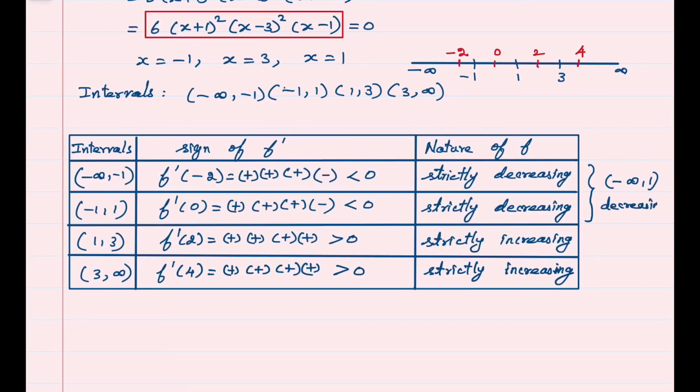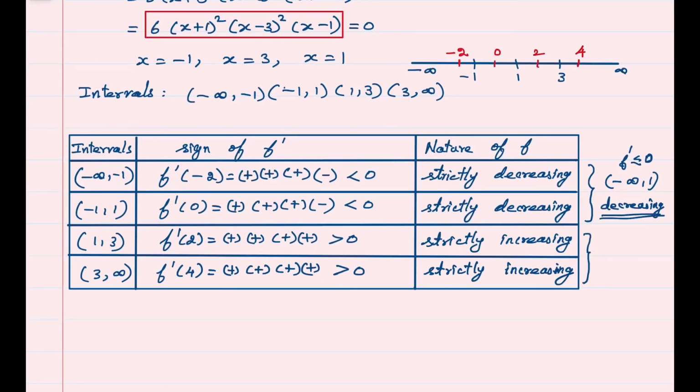We cannot say strictly decreases, because at minus 1, f dash is equal to 0. So, if we combine the intervals, we get the condition f dash less than or equal to 0. Therefore, we cannot use the word strictly.